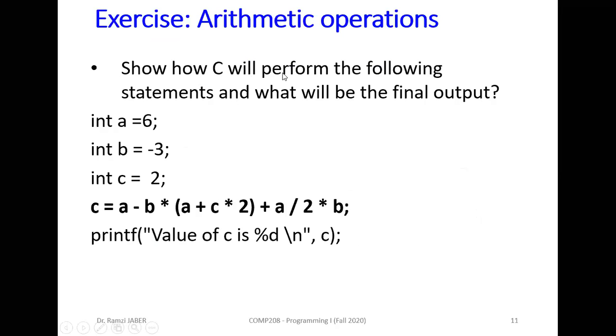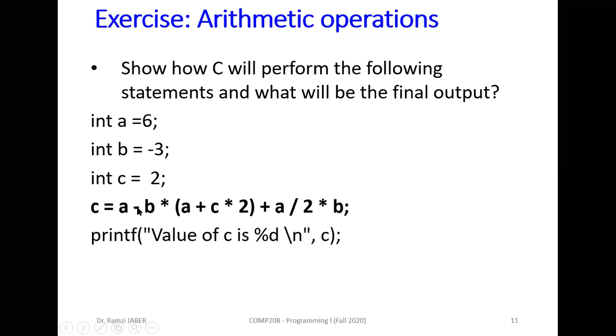Show how C will perform the following statements and what will be the final output. If we have int A equals 6, int B equals minus 3, int C equals 2. So we have A, B, C, integers. This arithmetic expression will be C equals A minus B times (A plus C times C times 2) plus A over 2 times B. Okay. printf: the value of C is %d, C. Okay. What is the final value of C here?